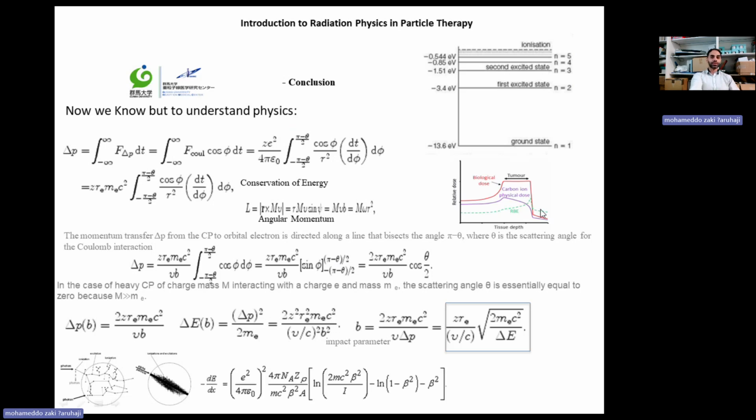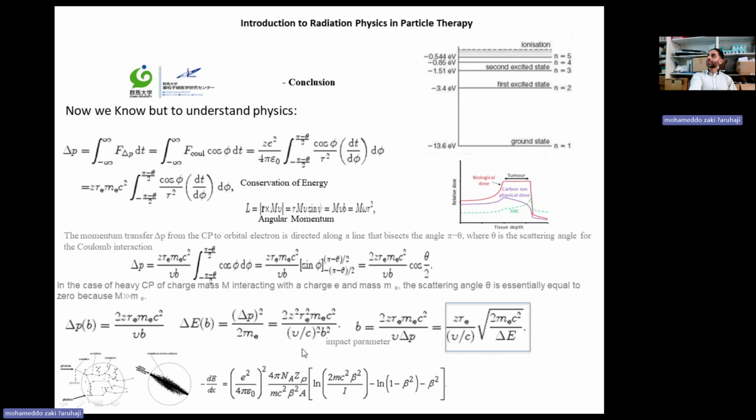My conclusion is simple. One, particle therapy interacts with matter differently than photon therapy. They go through excitation, ionization, multiple Coulomb scattering, and nuclear interactions. Now, ionization and excitation lead me to something we call the stopping power.